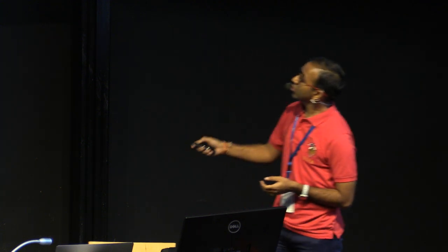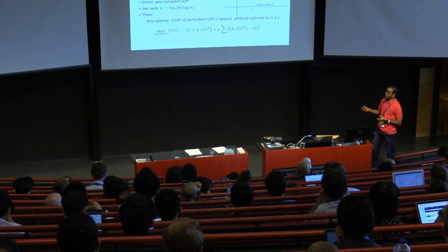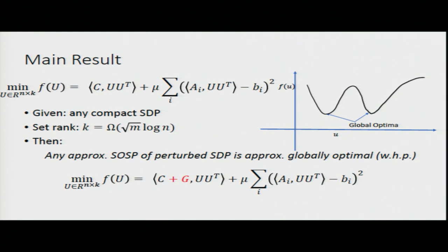So the main result that we show here is the following. We say that suppose you are given any penalty version of this SDP, we need to assume that this SDP is compact. This is just a technicality, and it holds for most of the interesting SDPs that we are looking for.